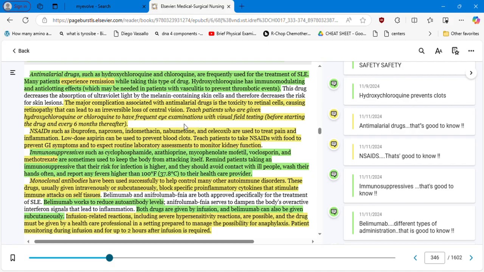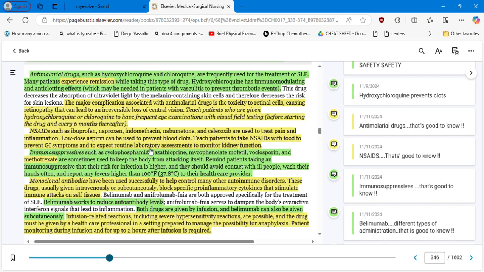The major complication associated with the antimalarial drugs is the toxicity to retinal cells, causing retinopathy that can lead to an irreversible loss of central vision. I would say these two factors are really mandatory that you remember. Hydroxychloroquine is very popular nowadays, even for patients that are going to travel abroad, okay, it is the standard treatment that your doctor is going to prescribe in order to prevent infections when you travel to certain countries. So remember, it can cause retinitis, and also is good to prevent clots.